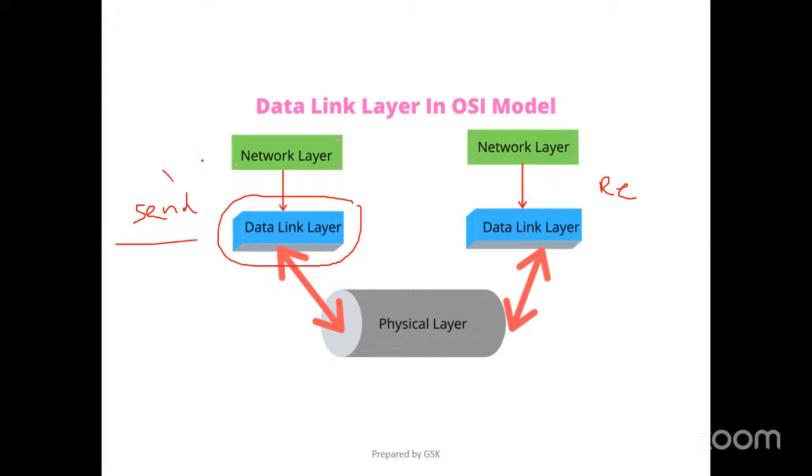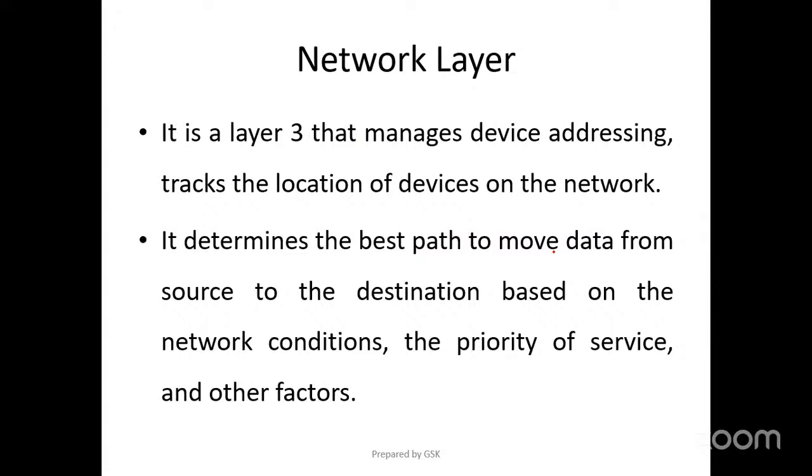And this is about the sender side. At the receiver side, the data link layer will receive the data from the physical layer, and that will be sent to the network layer again. The network layer, L3, layer 3, network layer, is the last layer in the hardware supported layers.